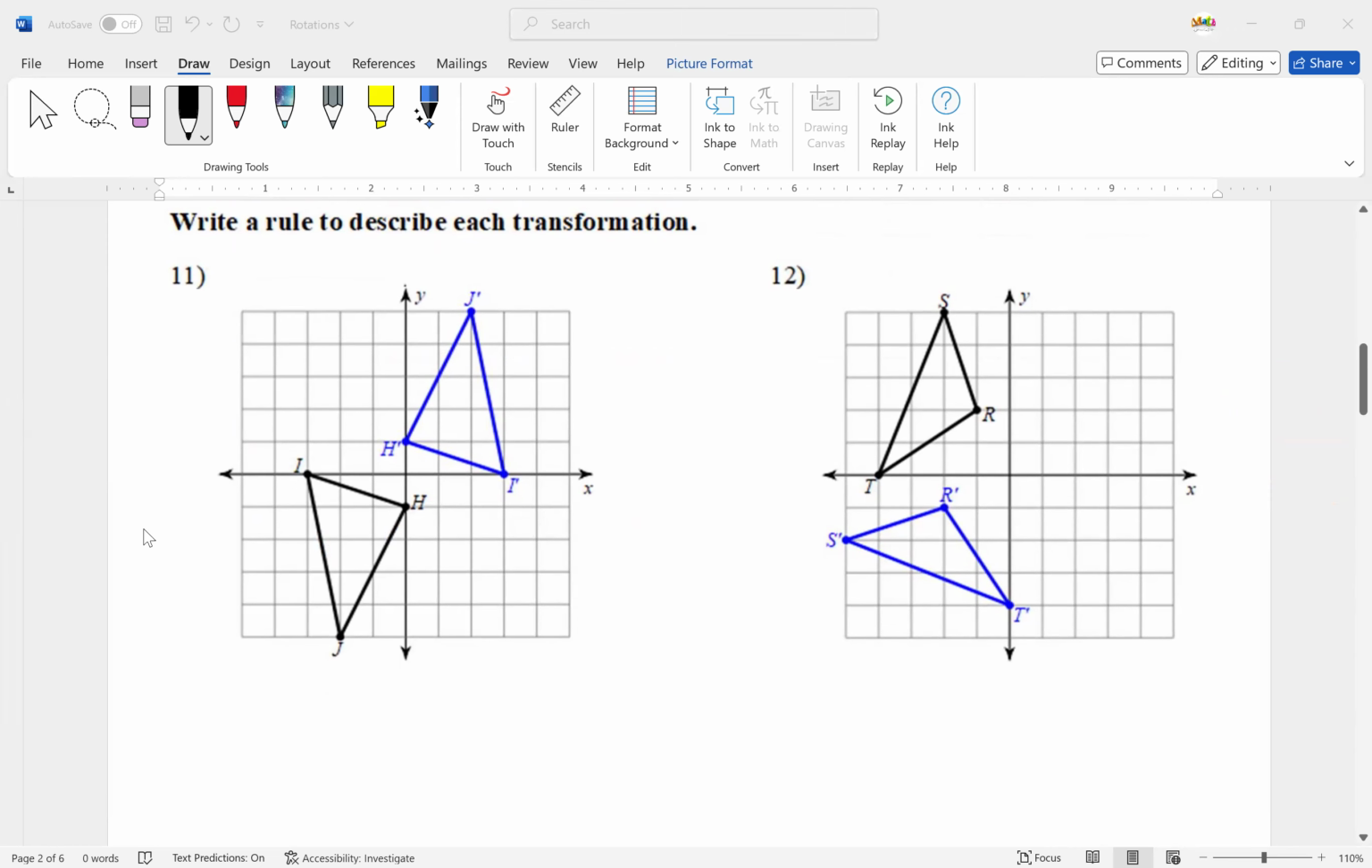Today, we're dealing with rotation only, so it makes sense that all my rules for today are going to be rotation. But the quiz on Friday, you're going to have all four transformations there. So get used to it.